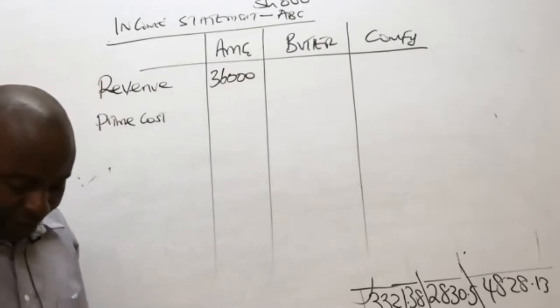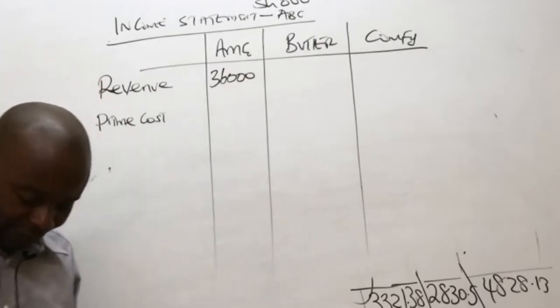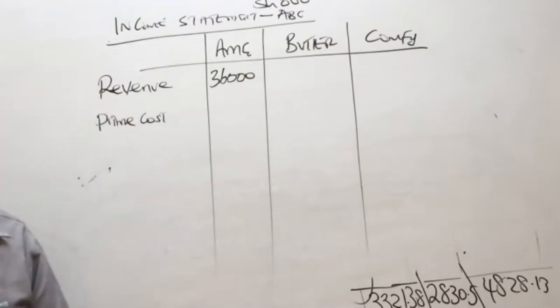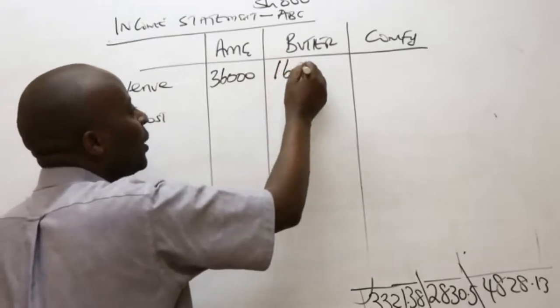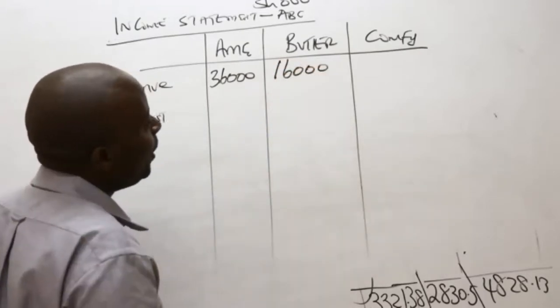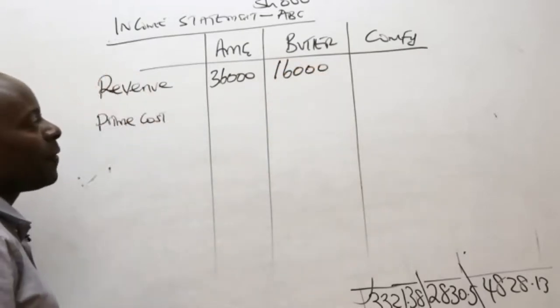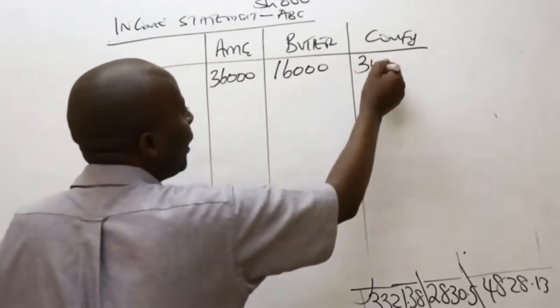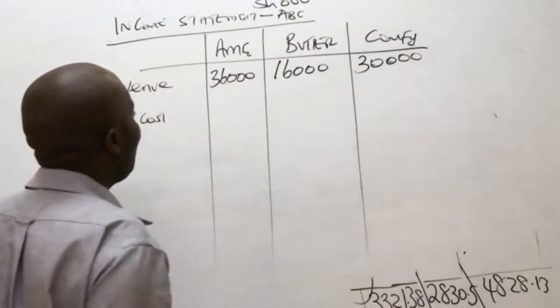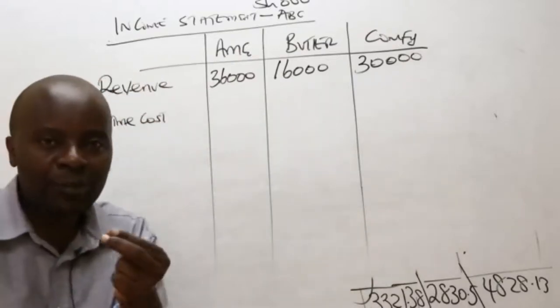Butterfly should be equal to what, somebody there? 16,000. And then we have comfy. Comfy will give us what figure, somebody there? 30,000. Now, ladies and gentlemen, these great people have given us the prime costs per unit.